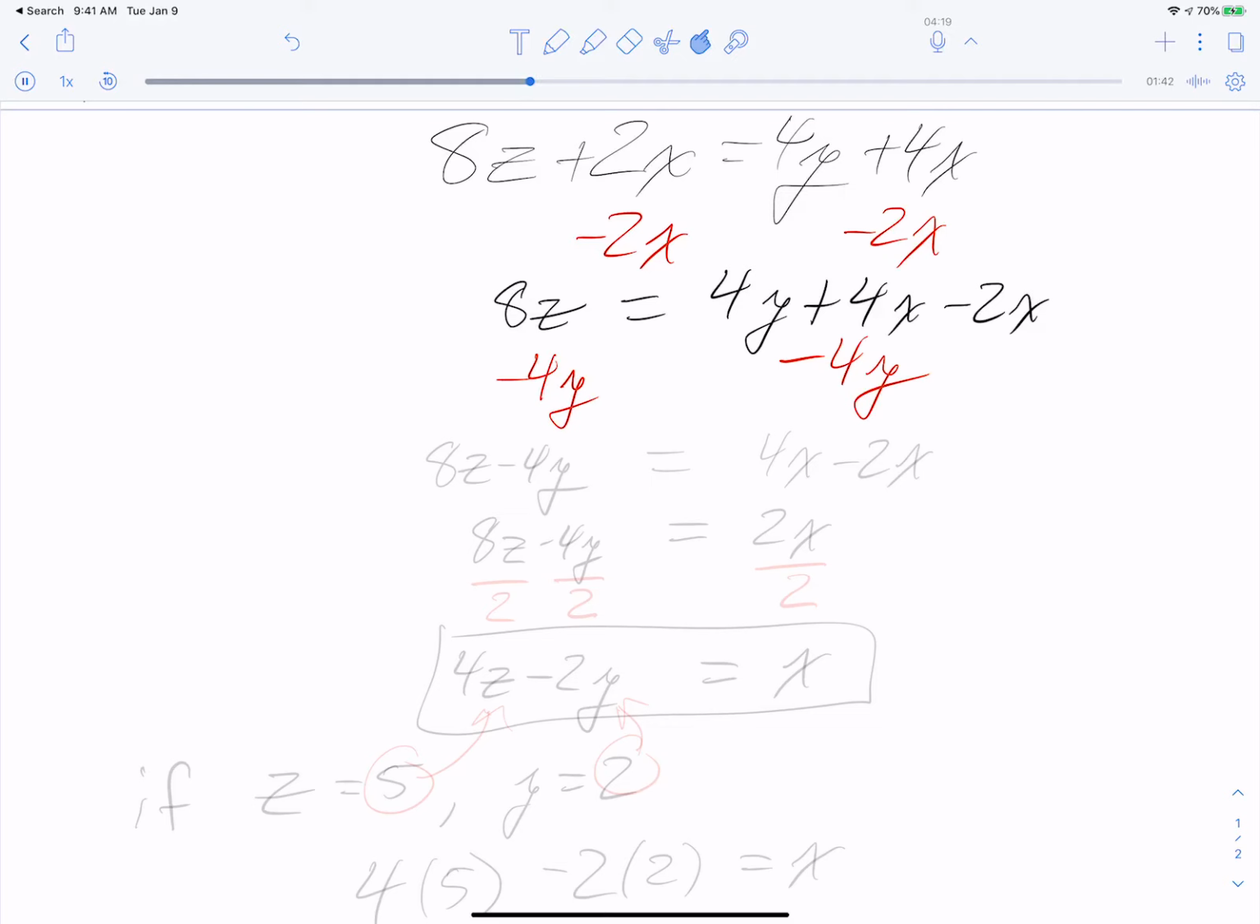When I do that, that's going to give me 4x minus 2x is equal to 8z minus 4y. Okay, and now I can combine the terms on the right side. So 4x minus 2x is just positive 2x, equal to 8z minus 4y. Now there were lots of different choices that you could have made.